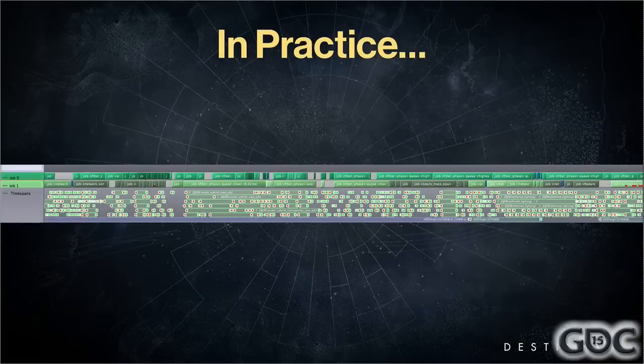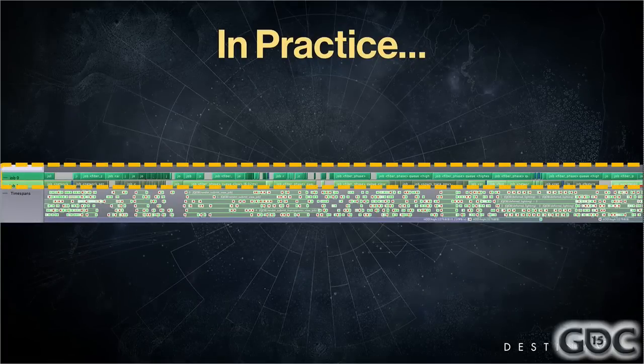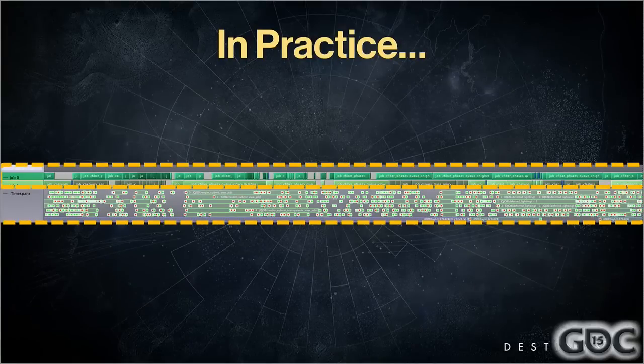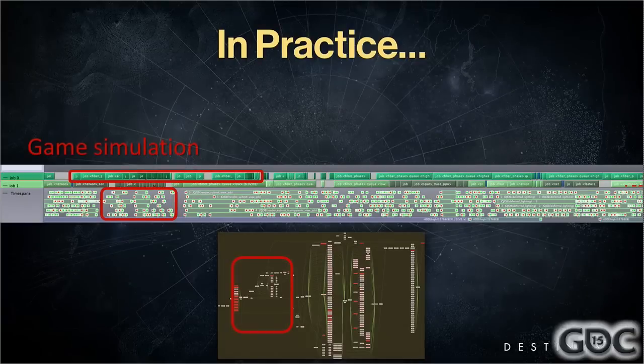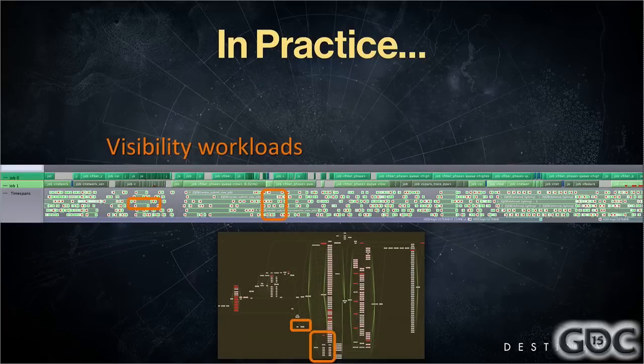Here is an example of the job telemetry from PS3. Note the distribution of jobs on the PPU, and then we also have a number of jobs running on SPU. Mapping to the previous diagram, this is the set of jobs that runs the simulation. You see that it's very heavily occupying the PPUs. We have our visibility workloads, which run solely on SPUs.